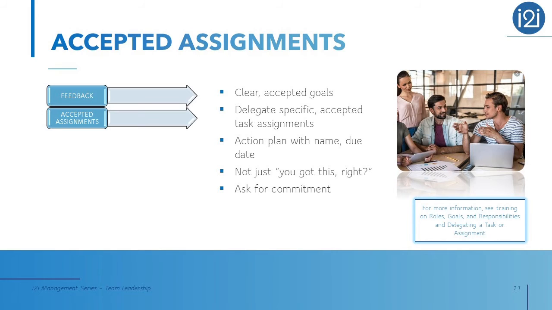A is for accepted assignments. You have clear accepted goals. You delegate specific accepted task assignments as we discussed in the delegating a task or assignment section. You create an action plan with people's names and the due date. You don't just say, hey, you got this, right? But you ask for commitment and ensure that you've answered any questions that they might have regarding the assignment.